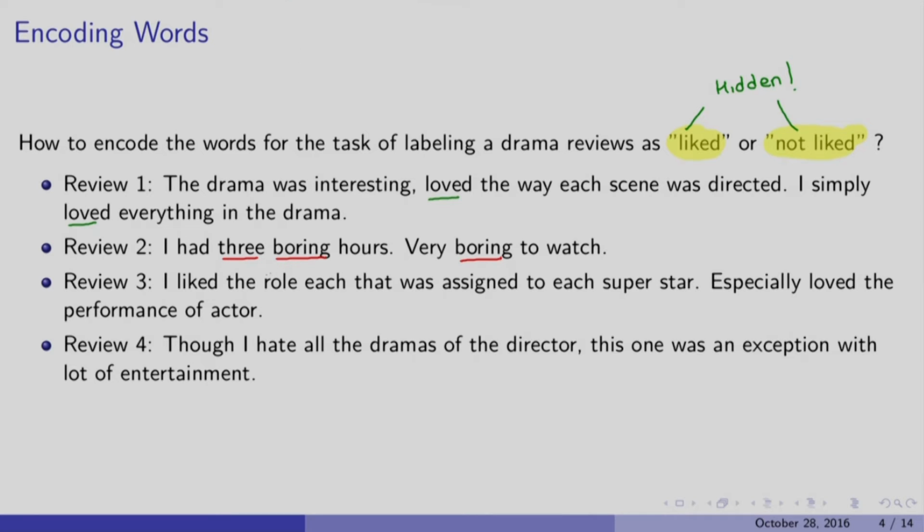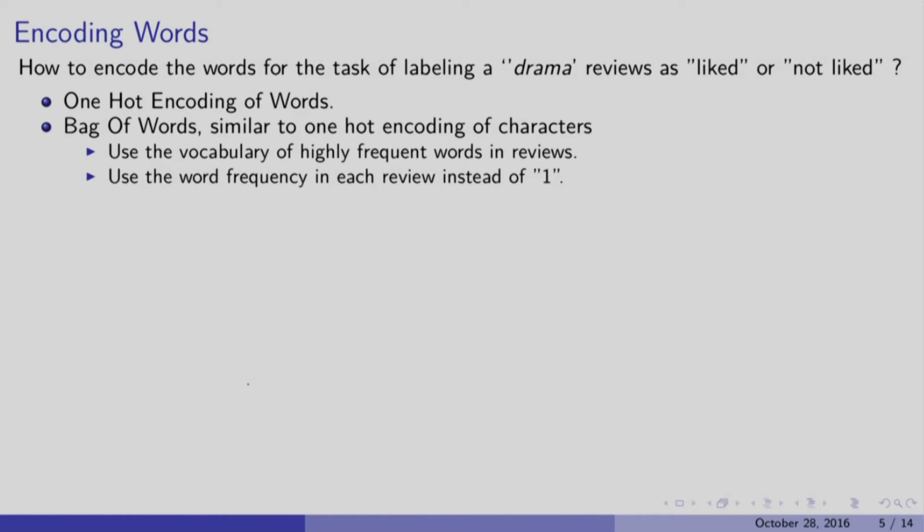And going back to the third, we have all positive keywords, especially loved the performance of the actor. Now the fourth one is interesting, where the person says that I hate all dramas by that director, but does talk about an exception here, which was this particular drama that he watched. There was a lot of entertainment. How do we capture the correlations between the words in the reviews independent of the class label? Through word embeddings.